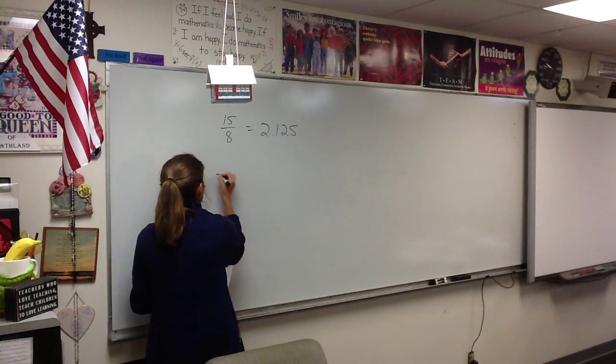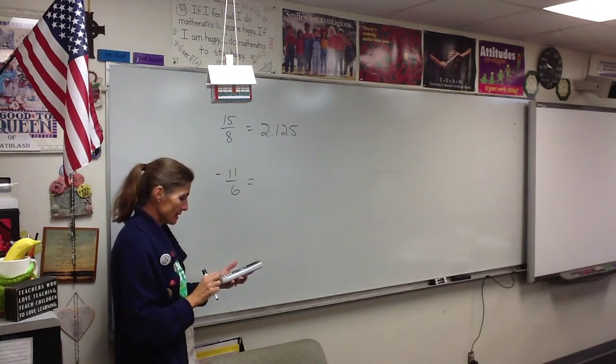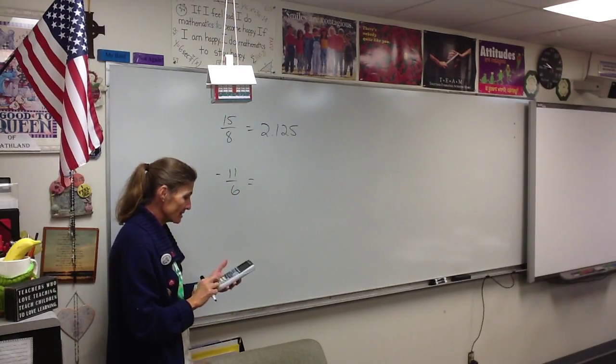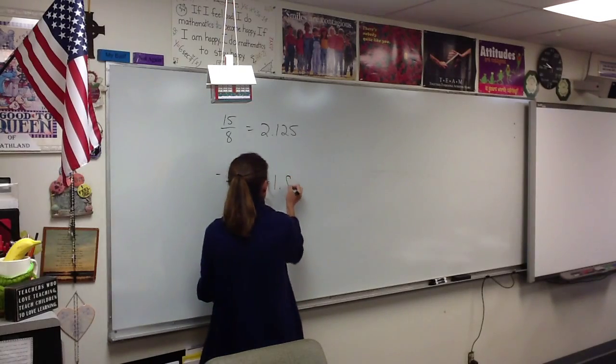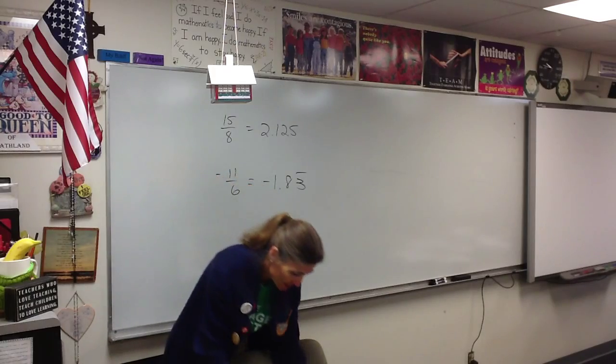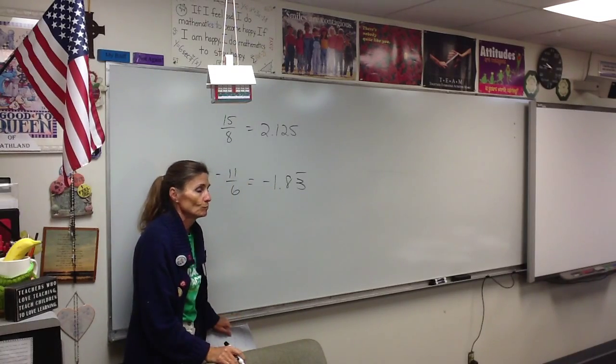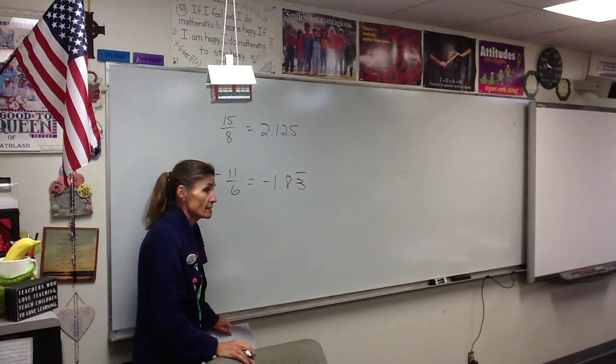Next one, negative 11/6. We're going to do exactly the same thing. Negative 11/6, negative 1.83. What's that little bar over that 3 mean? It means it repeats. Now, is there anybody in this room that's got an issue with that? Who said pre-cal was hard? We got homework problems just like this tonight.